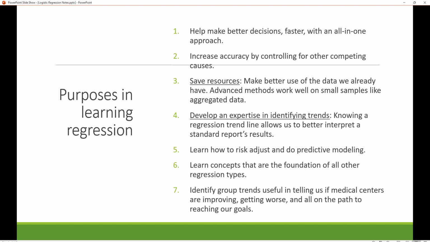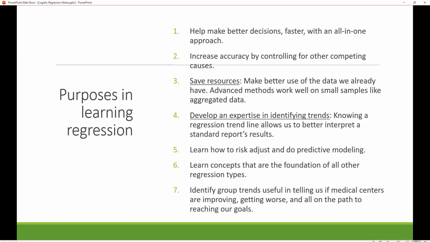Number 5, learn how to risk adjust and do predictive modeling. The same regression can allow you to do both, and also if we want to do hypothesis testing. The intent or the purpose of doing the regression may determine that we're doing risk adjustment or predictive modeling, but it's the same process. We do have some extra things to consider, but it's the same regression. So we can learn how to do all these different things in one process.